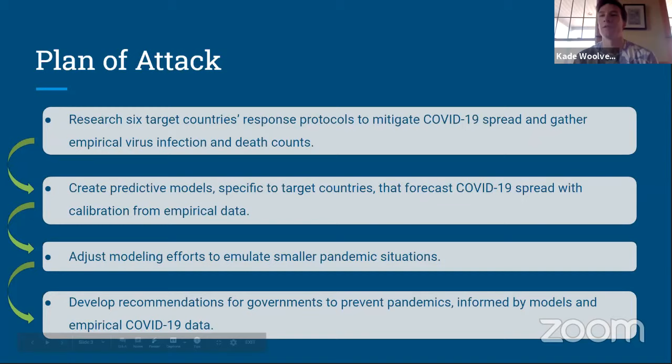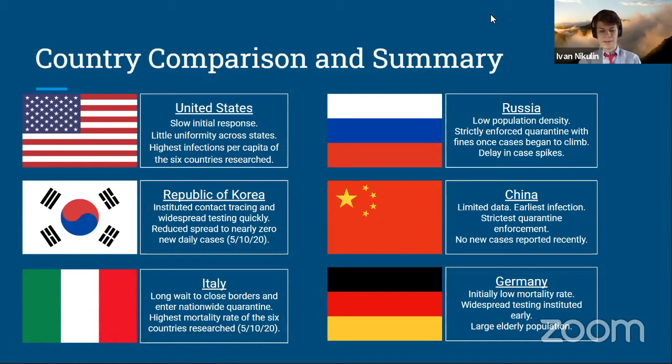So the US was slow to respond to the pandemic, and now they're the leader in COVID-19 cases in the world. South Korea was very quick to respond to the threat, and they conducted a huge amount of tests and were able to plateau a lot sooner than any other country. Italy took a while to respond to the virus, and this caused them to have the highest mortality rate.